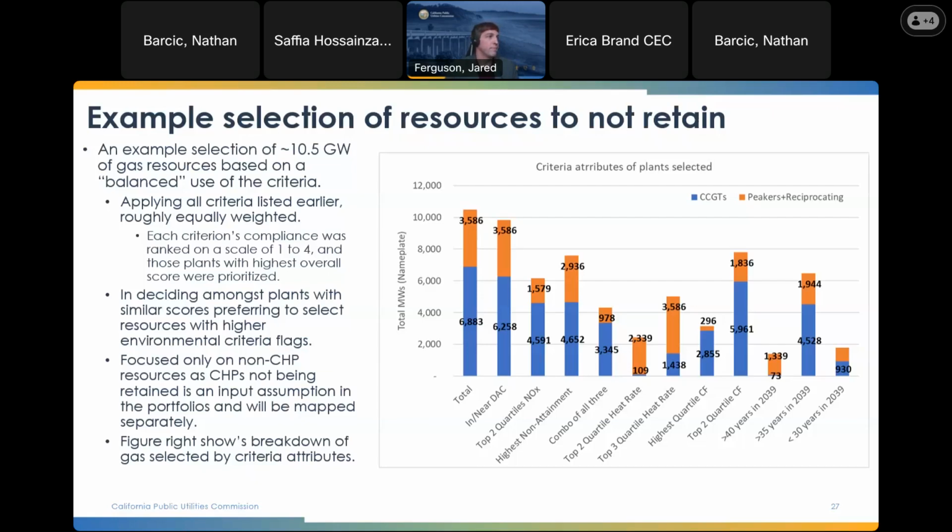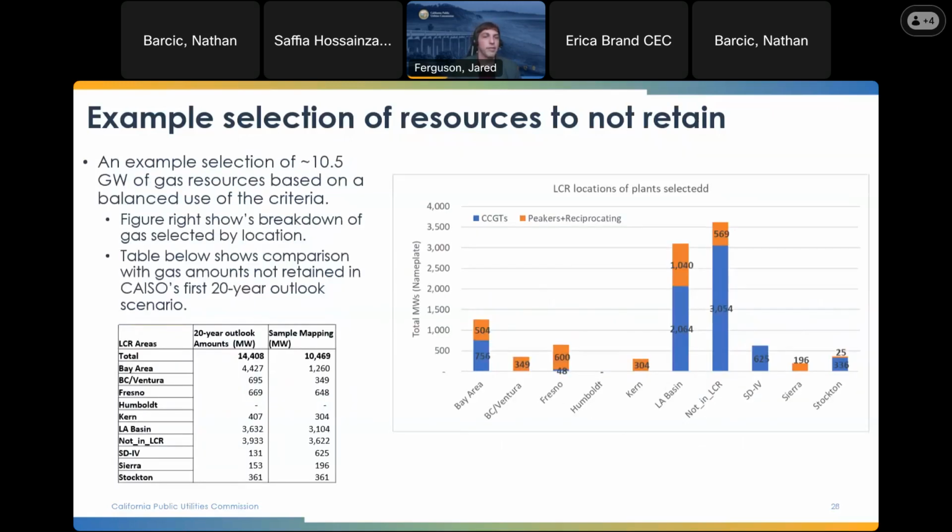The next slide is showing, this table on the right is showing the breakdown by LCR area. So you can see the plurality is in the ISO system, and then you have about 3 gigawatts that are in the LA basin, with then about 1.2 gigawatts in the Bay Area LCR area.